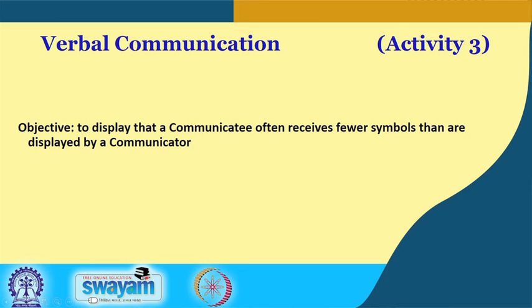This is the cow. So, we have the third and final activity of this lecture number 10 on verbal communication and course introduction, communication skills at the workplace. This is an activity in which our objective is to display that a communicatee often receives fewer symbols than originally or initially displayed by the communicator.